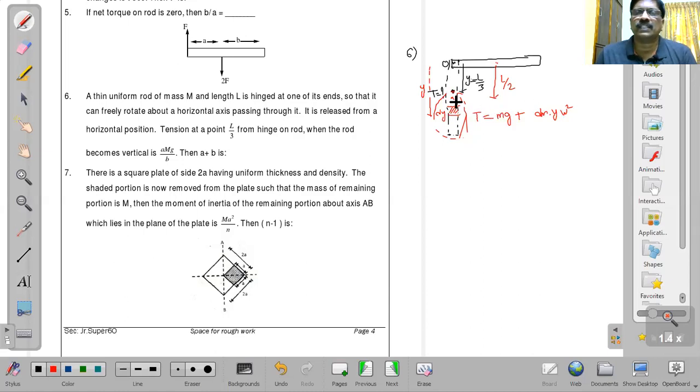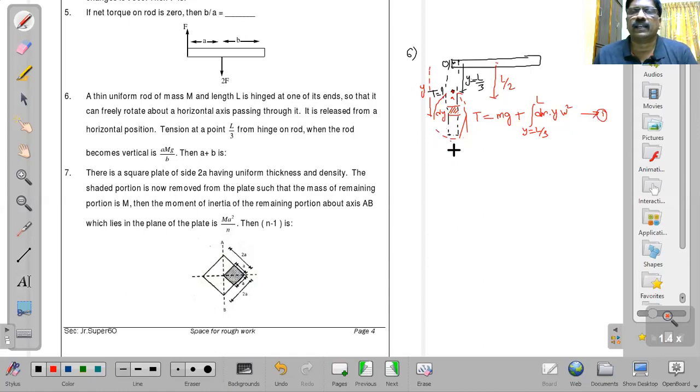This type of element can be imagined from y equal to L by 3 to y equal to L. So you integrate between the limits y equal to L by 3 to L. That gives the total force. When you integrate from L by 3 to L, you will get the total force due to rotational motion. Suppose this is equation 1.